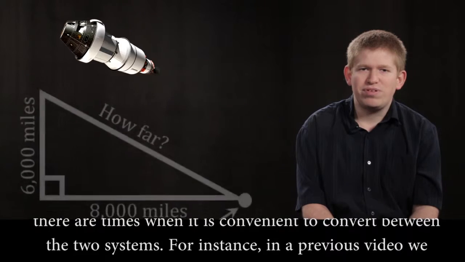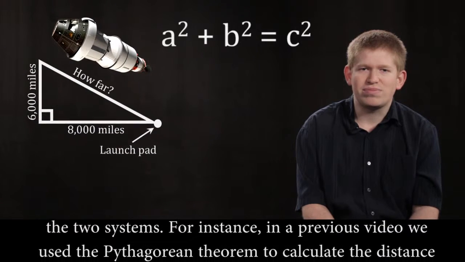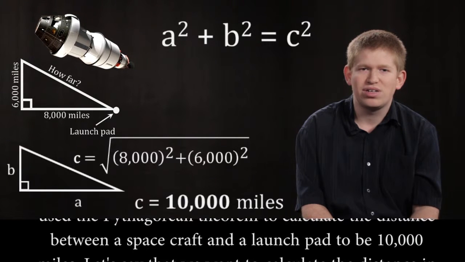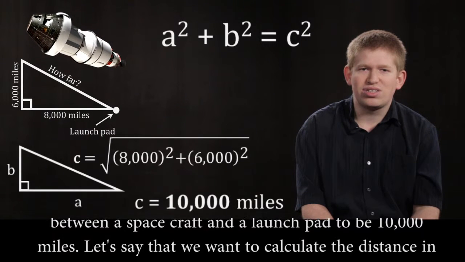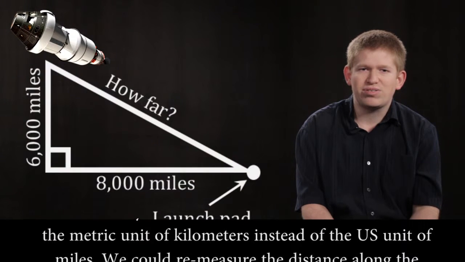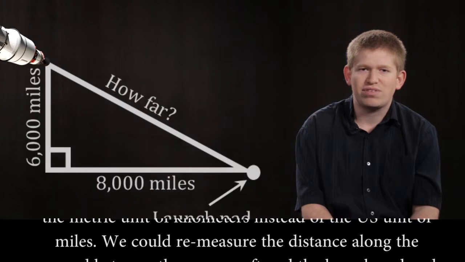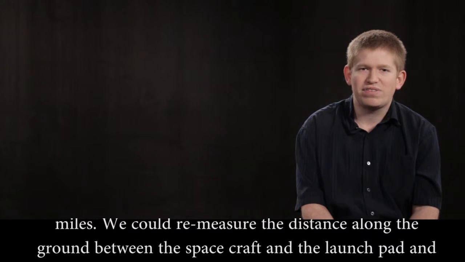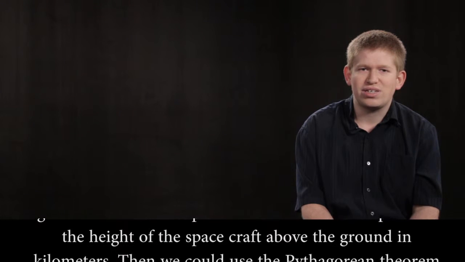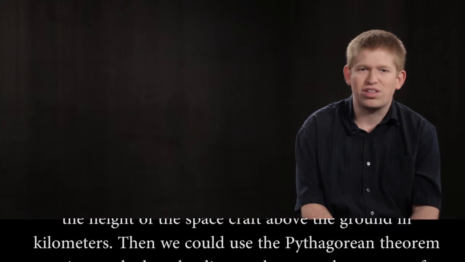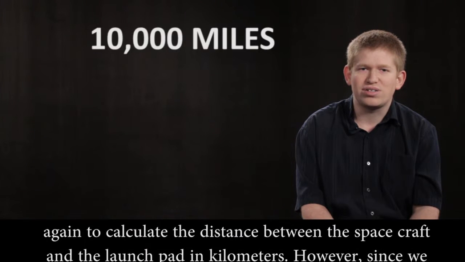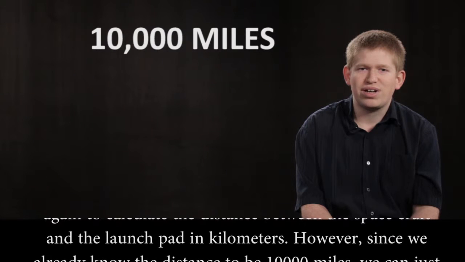For instance, in a previous video, we used the Pythagorean theorem to calculate the distance between a spacecraft and a launch pad to be 10,000 miles. Let's say that we want to calculate this distance in the metric unit of kilometers instead of the US unit of miles. We could remeasure the distance along the ground between the spacecraft and the launch pad in kilometers and the height of the spacecraft above the ground in kilometers. Then we could use the Pythagorean theorem again to calculate the distance between the spacecraft and the launch pad in kilometers.